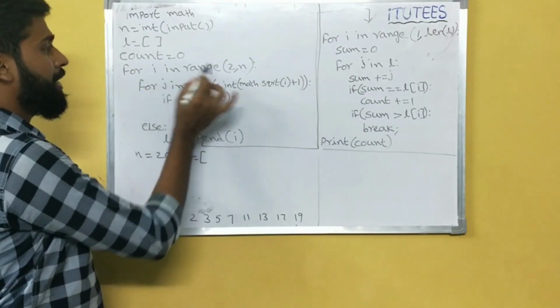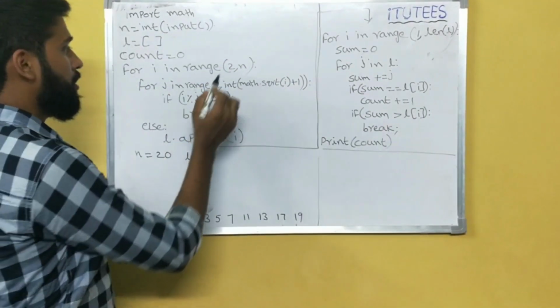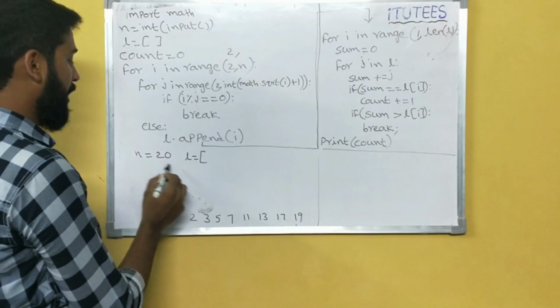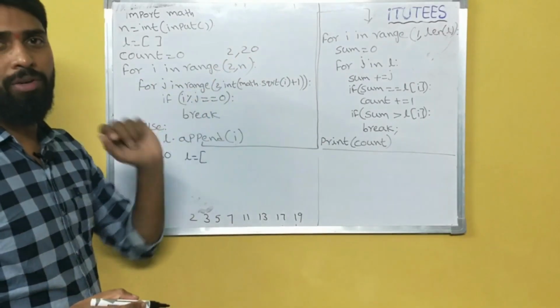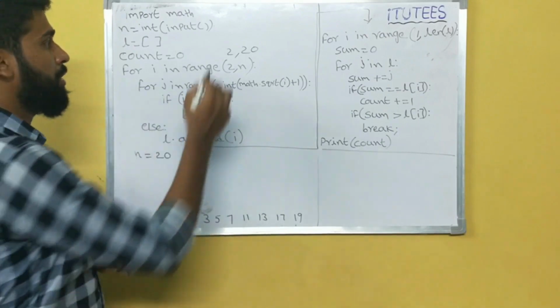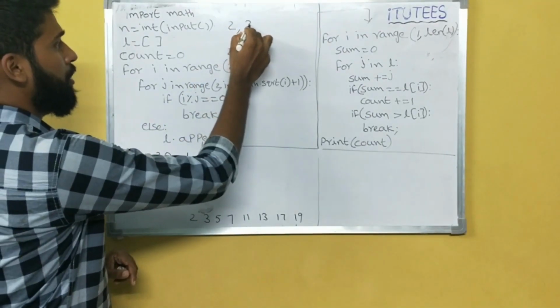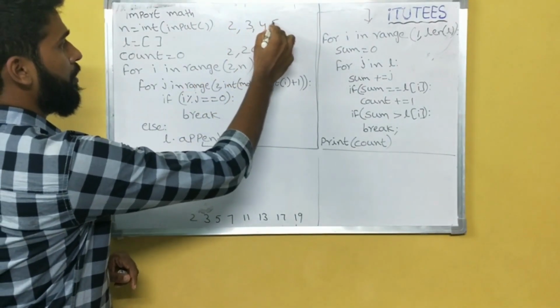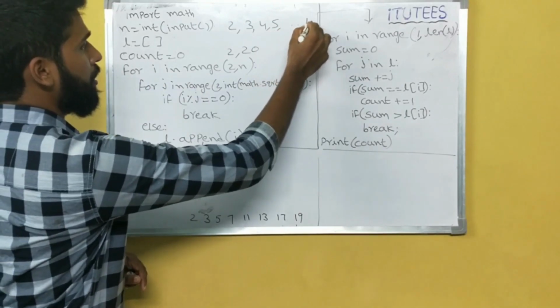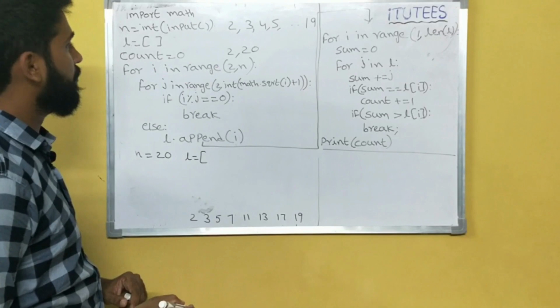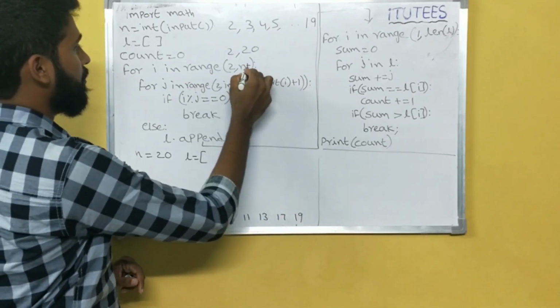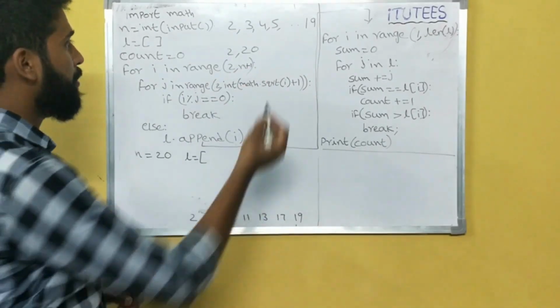So for i in range of 2 comma n. What is the n value? 20. i in range of 2 comma 20 means it starts from 2, 3, 4, 5 up to 19. So you can take n plus 1 here, so up to 20.